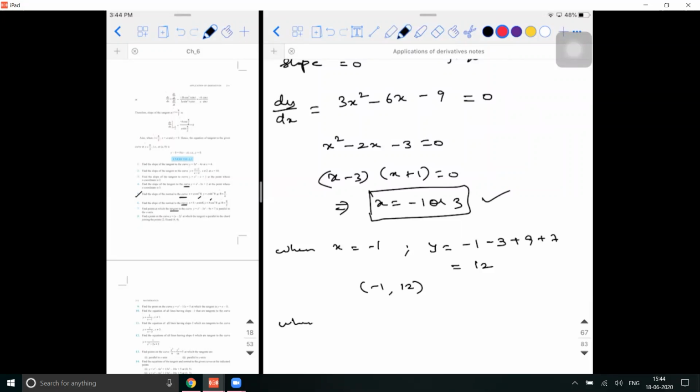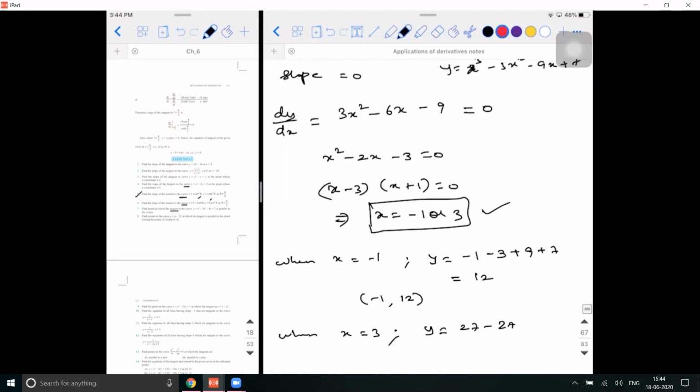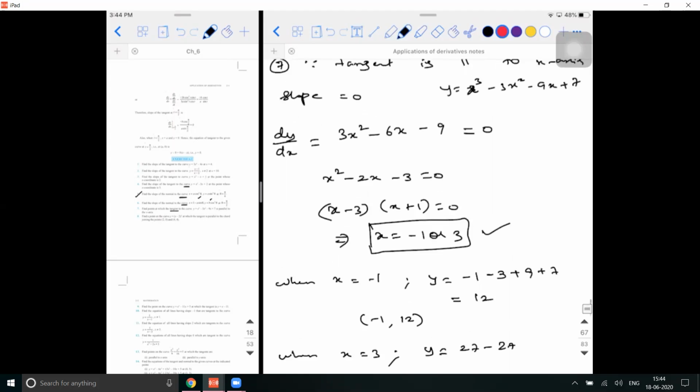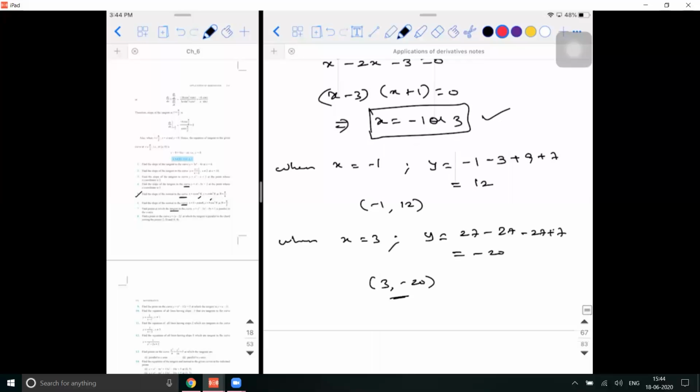When x is equal to 3, what is it you got? 27 minus 27 minus 27 plus 7, okay, it will be minus 20. So 3 comma minus 20. So these are the 2 points at which if you try to draw a tangent, it will be parallel to x-axis. Okay.